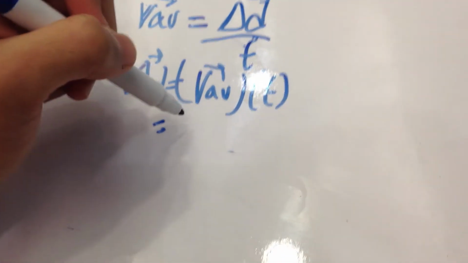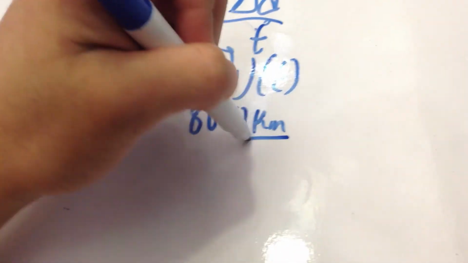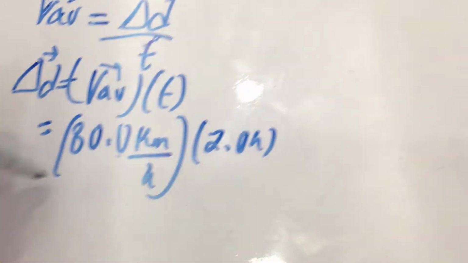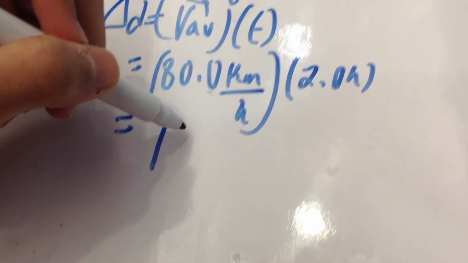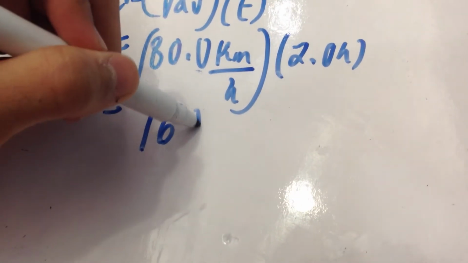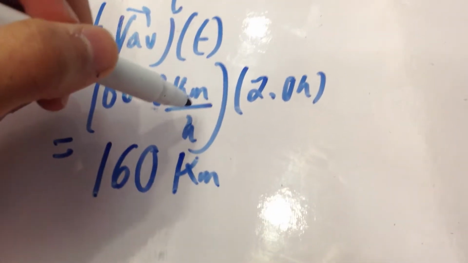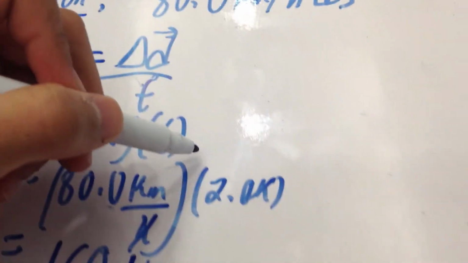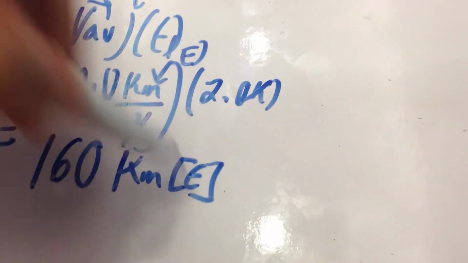We know that it's VAV multiplied by time. So we have 80.0 kilometers an hour, multiplied by time, which is T1, 2.0 hours. When we multiply this using a calculator, we figure out that this multiplies to 160 kilometers. Hours cancels out. Don't forget we had direction, which is east. So this will also be east.